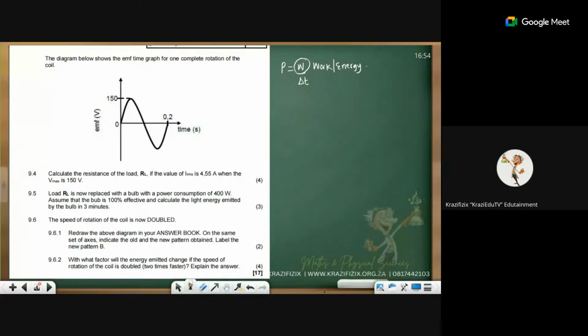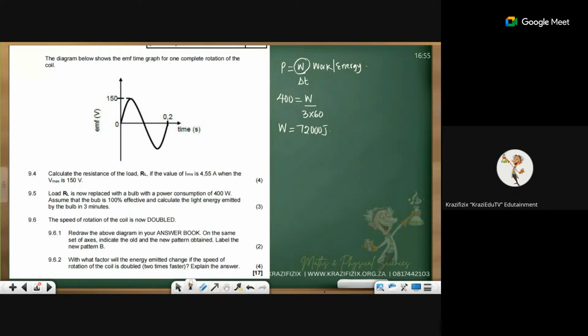Let's go back to the question. We are told the bulb is 100% effective, and the power consumption is 400. Already I know power. 400 equals W over my time, which is 3 times 60. That is 72,000 joules of energy. We are done. We move to the next one.